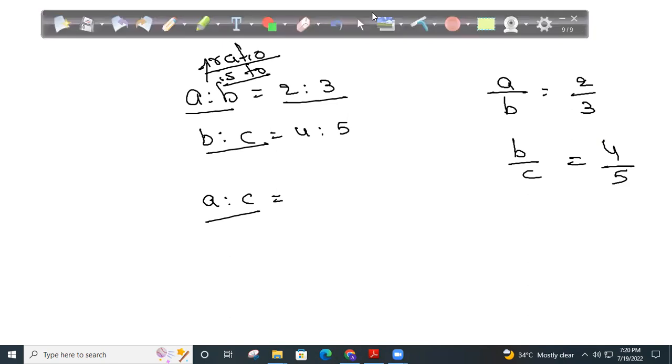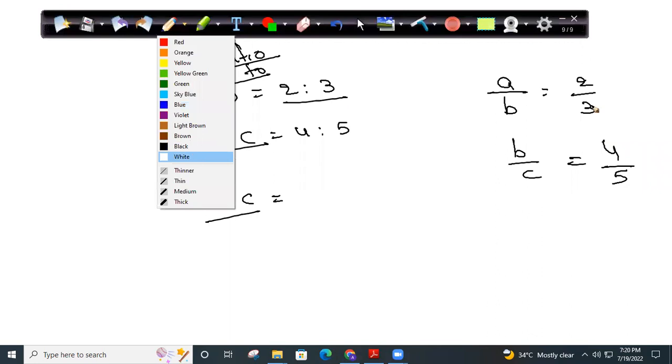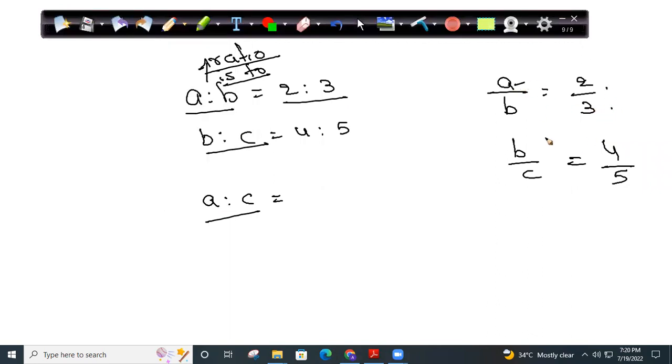Good. Students who gave me the answer, perfect. Those who are finding it difficult, see how simple this is. We know A is to B is 2 is to 3, B is to C is 4 is to 5. Ratio is the same as division here.